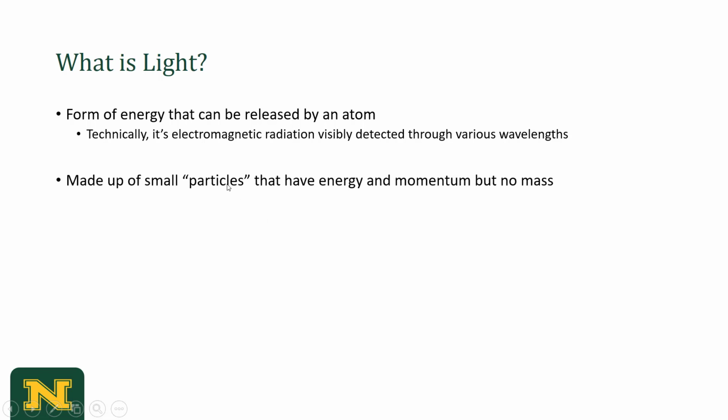It's also made up of small particles that have energy and momentum, but no mass. Those particles are called photons. So they are the most basic unit of light. So what we're trying to do is create that through electricity.